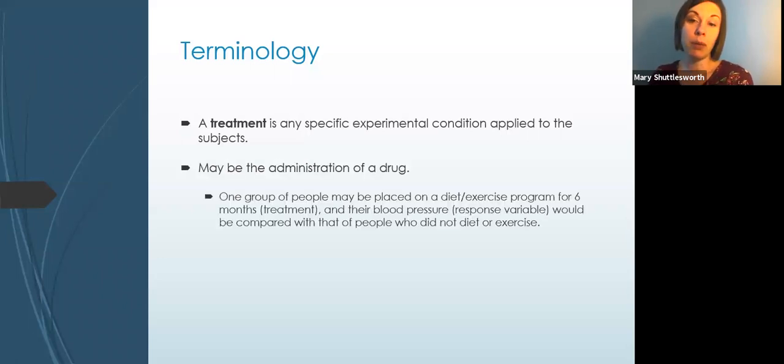So for example, we might want to do administration of a drug. So we have some people who are placed on a diet or exercise program for 6 months, and then their blood pressure is compared to people who do not diet or exercise. So in this example, then blood pressure is the outcome, right? That's our dependent variable. And we're saying that blood pressure should depend on if you are in the diet or exercise program or not. Okay, so it should depend on exposure to that manipulated independent variable of diet and exercise program. So that's one of the things that allows us to draw cause and effect.